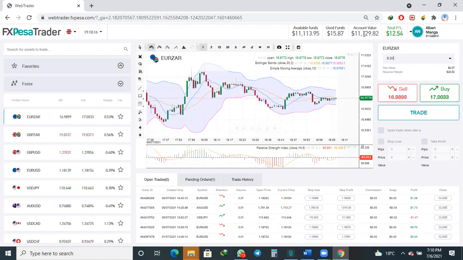Now, we are still working. Your account value was $100, but in this case it's 11,129.80. It keeps on changing. That's your account value. And the available funds. Let me explain this first. Your used funds will be subtracted from your account value.